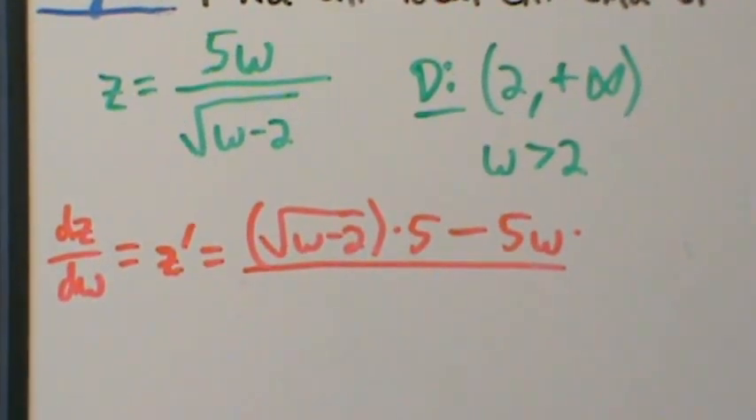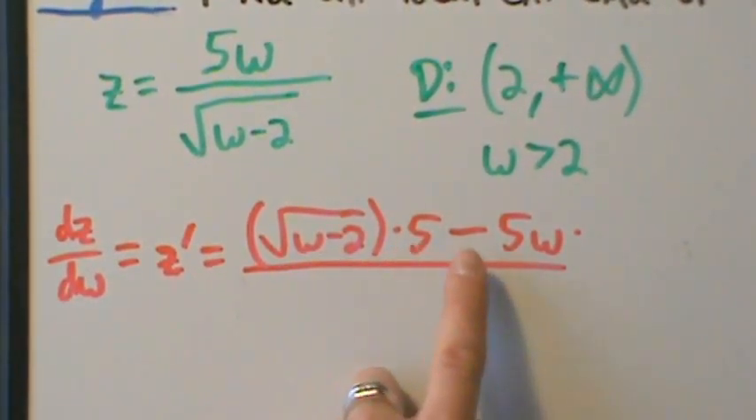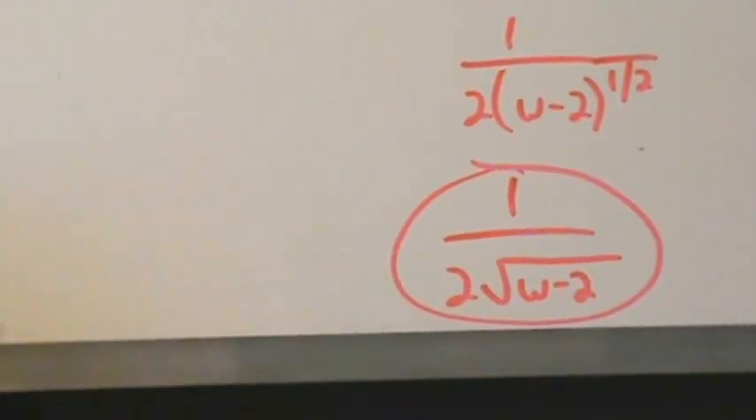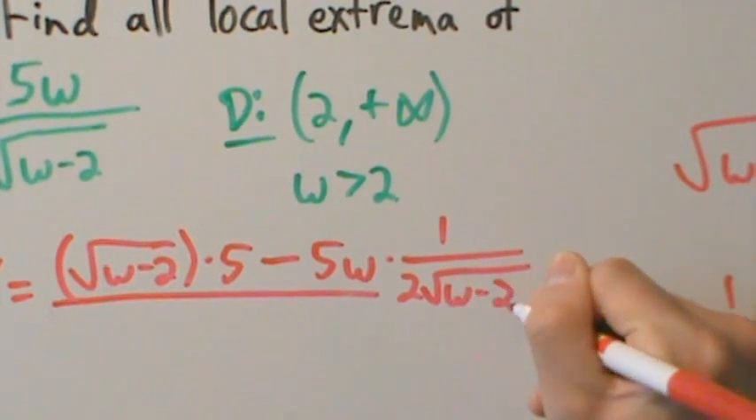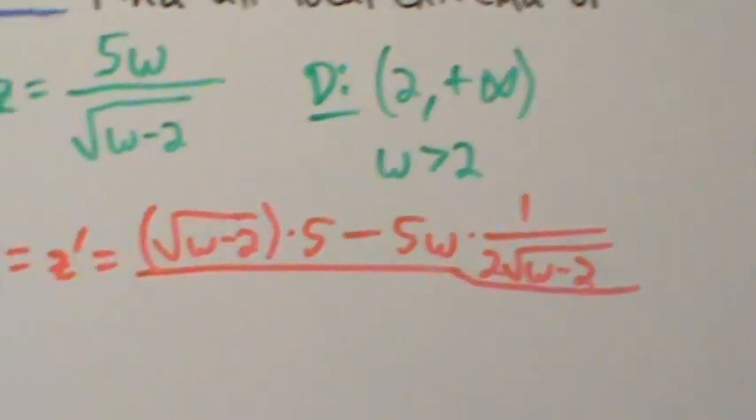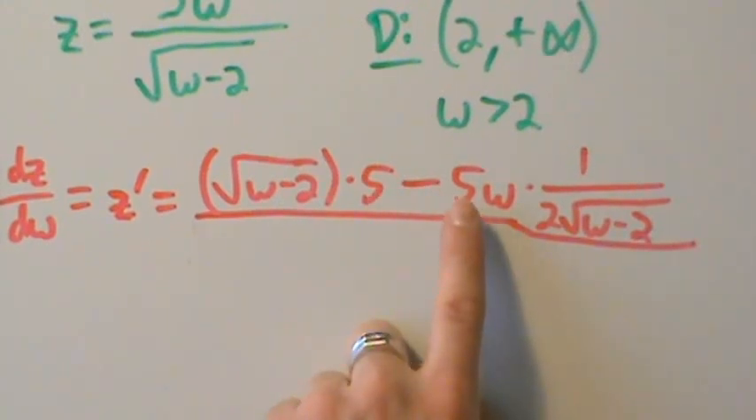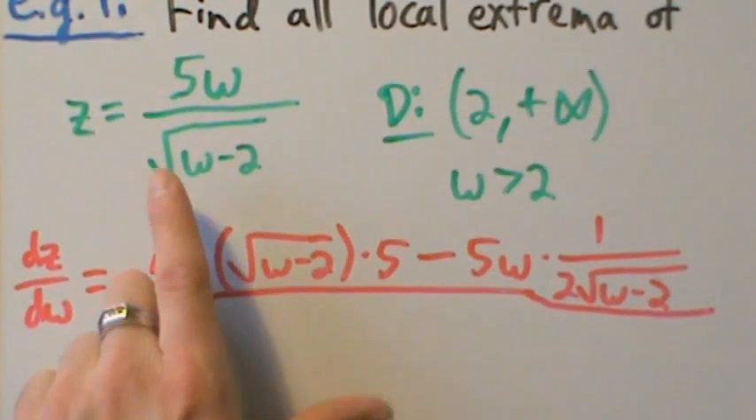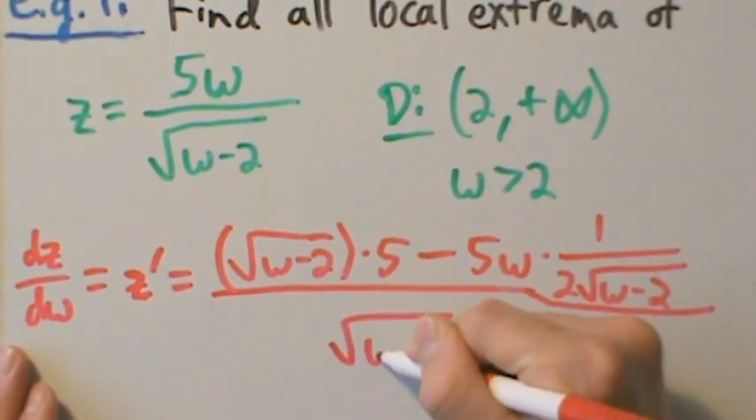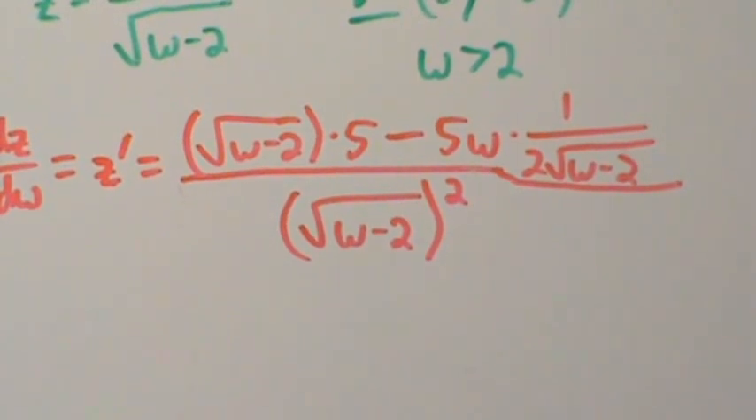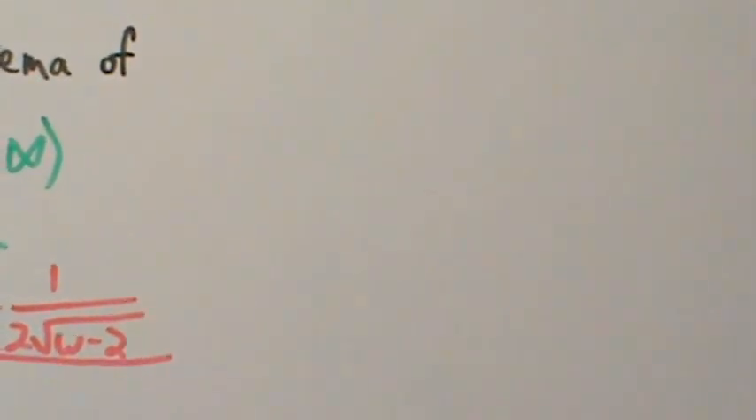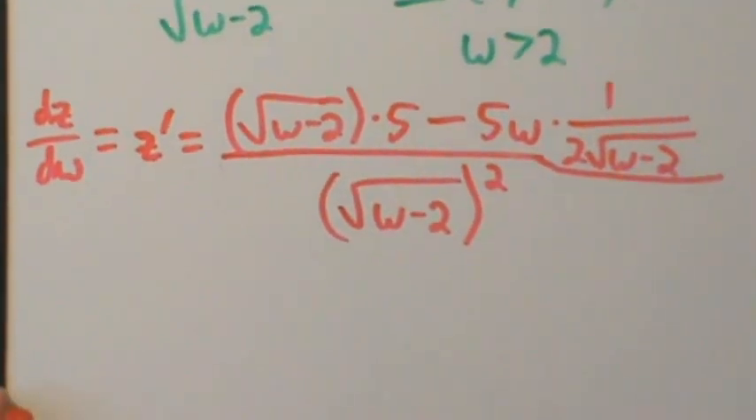So just to recap real quick, derivative is bottom times derivative of the top minus the top times derivative of the bottom, which we just found out is this mess right here. So that's the derivative of the bottom. So we're going to take that and put it over here. So it's 1 over 2 root w minus 2. All right, so bottom times derivative of the top minus the top times derivative of the bottom, all divided by the bottom squared. So root w minus 2, that whole thing is squared. Okay, now let's get rid of all this over here to make some room for later. All right, we'll come back over here.